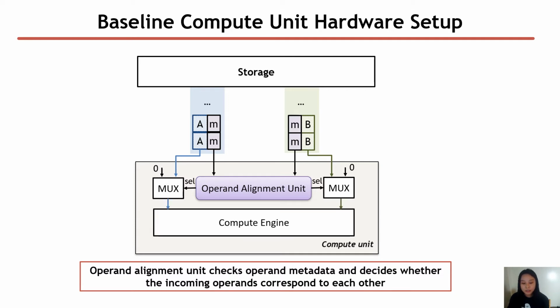And the second part of the compute unit is the compute engine, which takes in the two operands decided by the operand alignment unit. So if we're missing one operand, what the compute unit will by default see is a 0 and an actual payload. So let's see how this baseline compute unit works with a simple example.